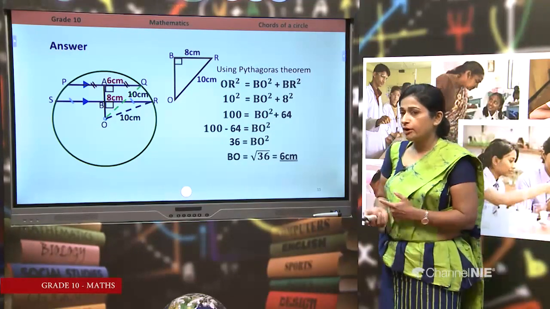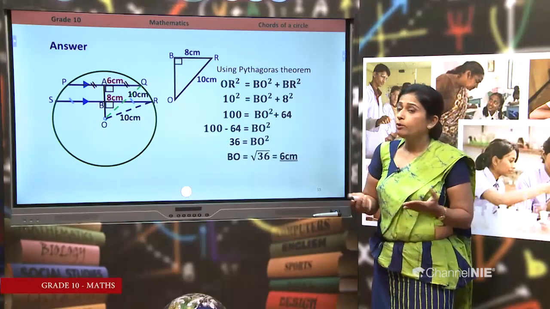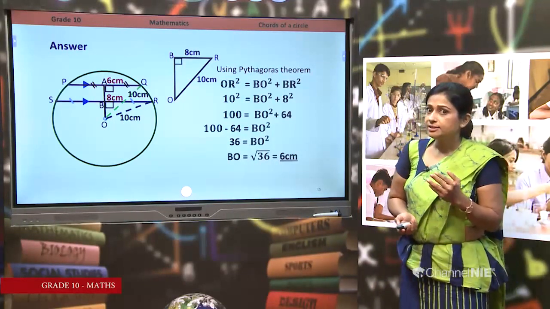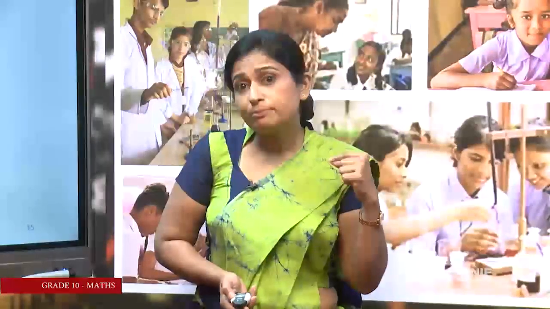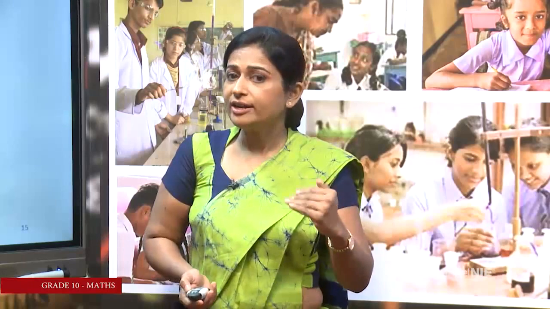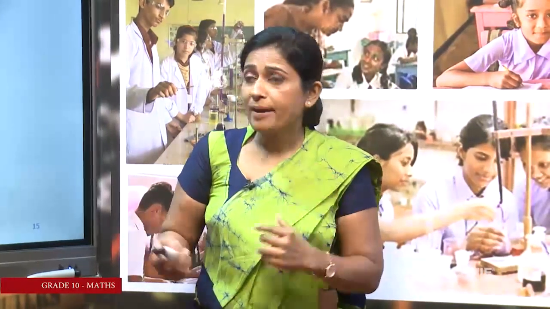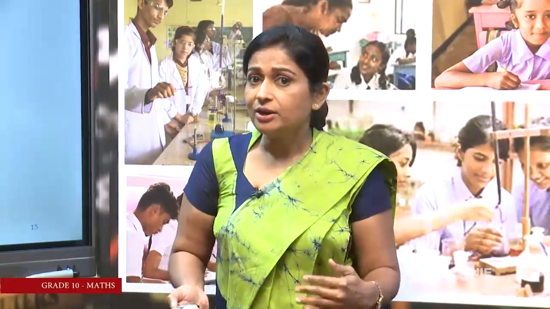We have found two values. What are the two values? OA length and OB length. Target is finding the AB length, that is the distance between two parallel lines. Two parallel lines mean the chords SR and PQ. So, we are going to find that AB length using OA length and OB length.